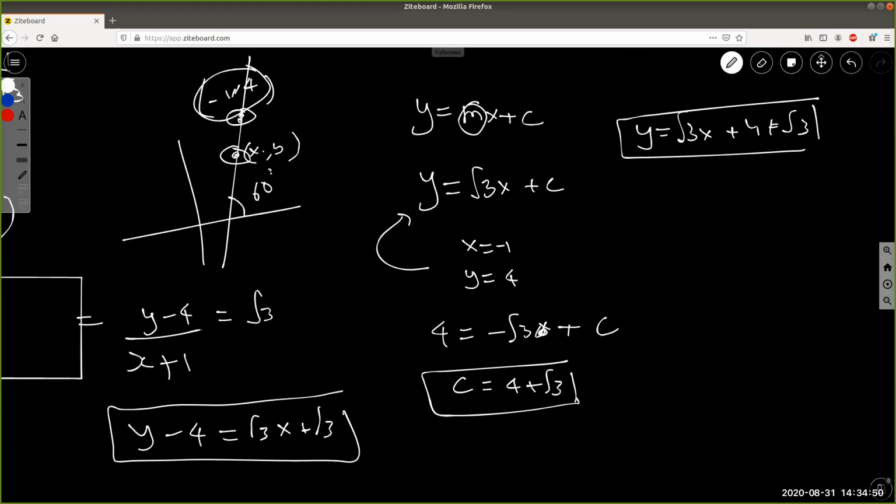Next problem, Akshat, explain how to do it. How will you do that? How will you do that, Akshat?